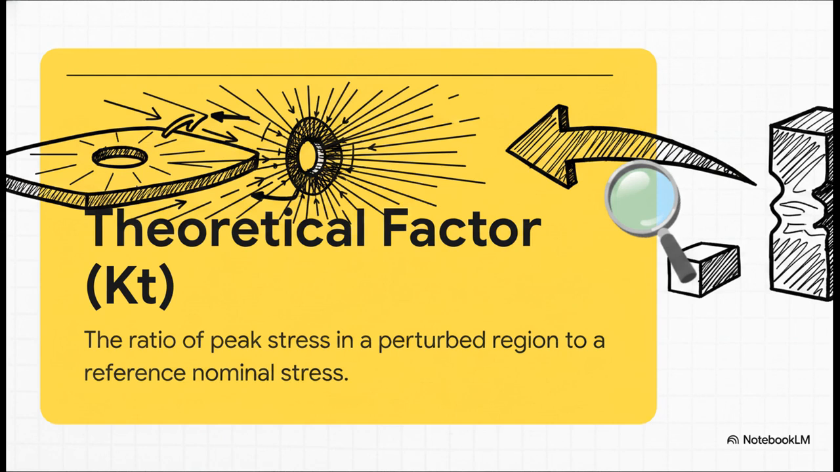So to measure this localization, we use the theoretical stress concentration factor. We calculate this as K_T equals sigma_max divided by sigma_nom. In everyday terms, you just take the absolute maximum peak stress in that localized, perturbed region and divide it by your nominal reference stress. It's basically a multiplier. If your K_T is 3, well, your peak stress is exactly 3 times higher than your basic calculation would suggest.